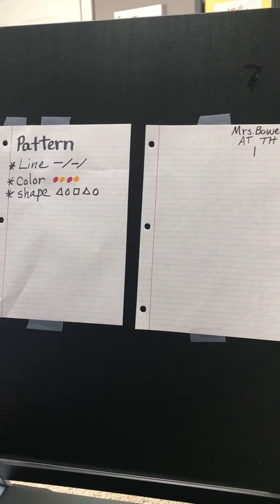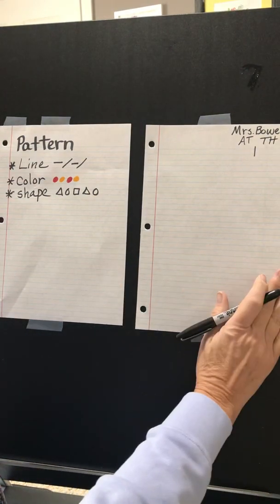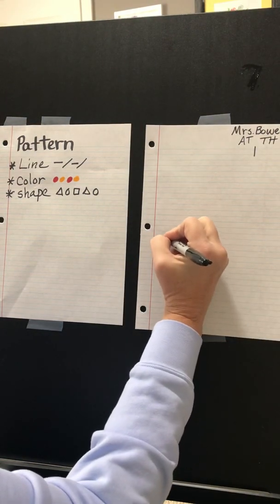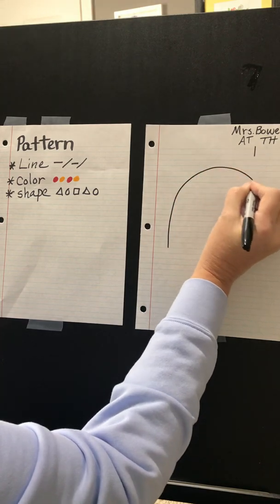Okay? Remember, today we're learning about pattern. And in order for us to be successful, we're going to have to use line, color, and shape in our drawing today. So we're going to do kind of a seasonal draw. We're going to talk about some of the clothing that we wear in January when it's so cold. So I want you to go over to your paper, and I want you to draw a big rainbow.